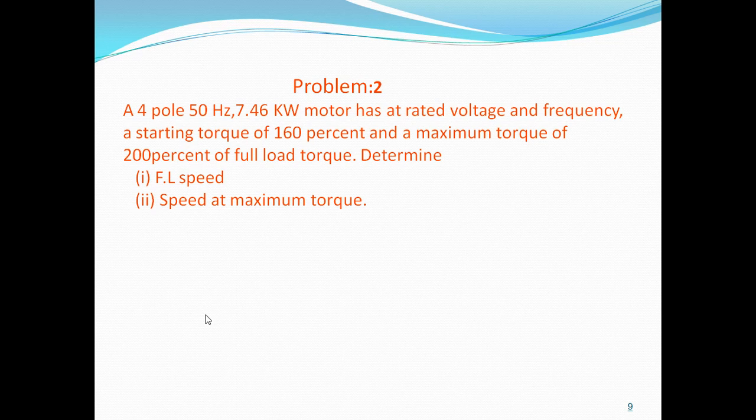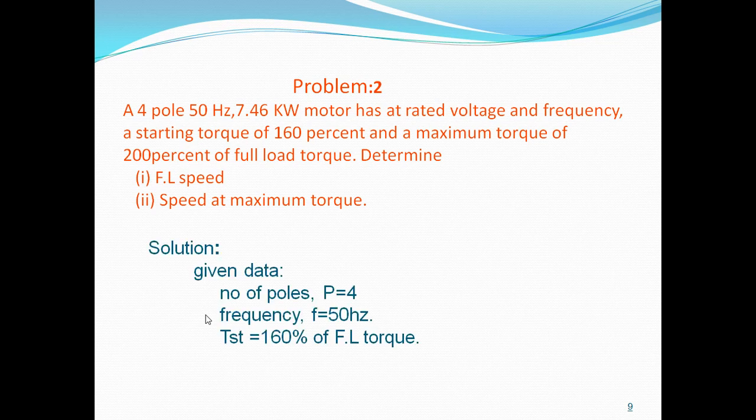So if you write the given data, P is equal to 4, frequency F is equal to 50, output is equal to 7.46 kilowatts, starting torque T_st is equal to 160 percent of T, that is full load torque. Similarly, maximum torque T_m is equal to 200 percent of full load torque. Determine full load speed and speed at maximum torque.